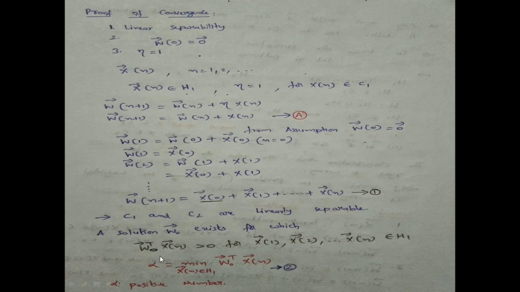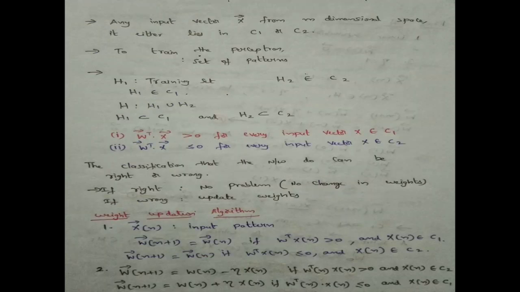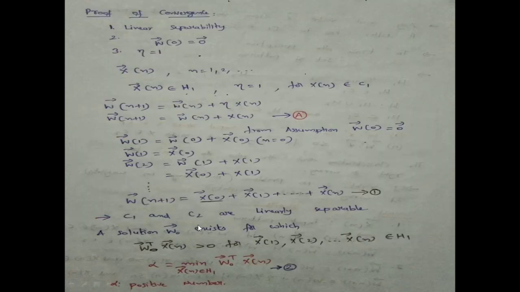W0 transpose x(n) is greater than 0 for x(1), x(2), and so on up to x(n) belonging to H1, which means the solution W0 definitely exists, which does the correct classification, because we already know that if the input vector x belongs to class C1, then W transpose x will be greater than 0. So obviously the W transpose x(n) is greater than 0, indicating that a solution W0 exists.